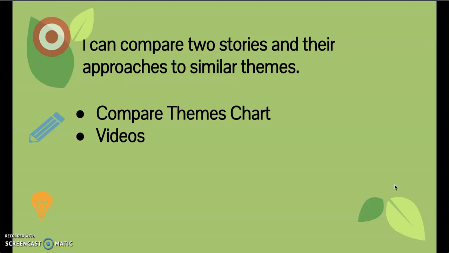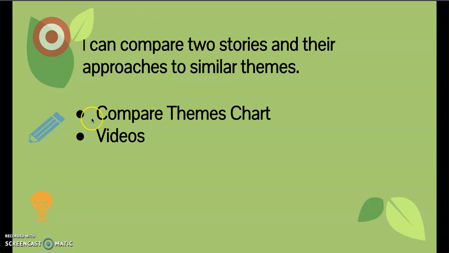All right, here's our learning goal. I can compare two stories and their approaches to similar themes. All right, let's talk about that for a second. So we know when we compare, we're usually talking about how two things are alike or different. We're going to really be talking about similarities this week. So that means how themes are the same. So two stories can definitely have the same theme. However, the author's approach to show you that theme is going to be different. So that's what I hope you learned today and throughout the whole week.